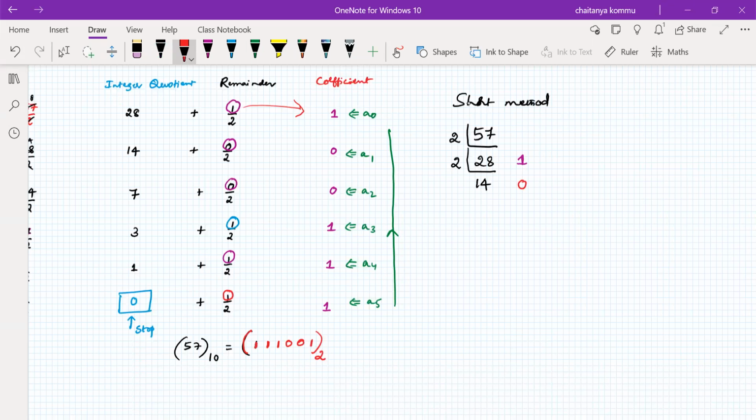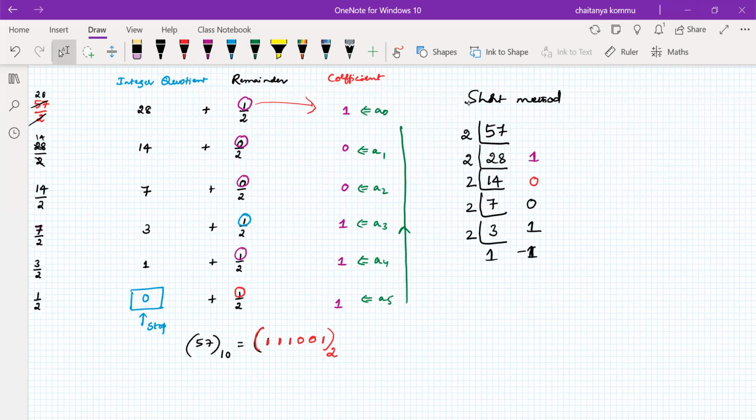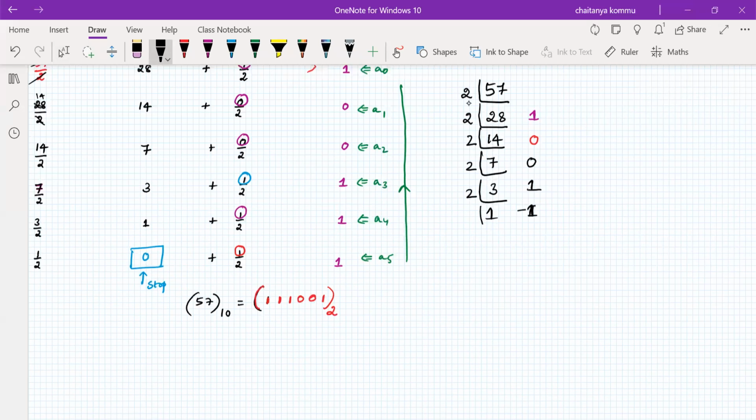Again we divide by 2. 2 sevens are 14. What is the remainder here? 0 again. So again divide by 2. What is the value? 3 times, 1 will be the remainder. So again 2 ones. What is the remainder? 1 will be the remainder. Again we divide by 2. 2 into 0, 0 times it will be. The remainder is 1.